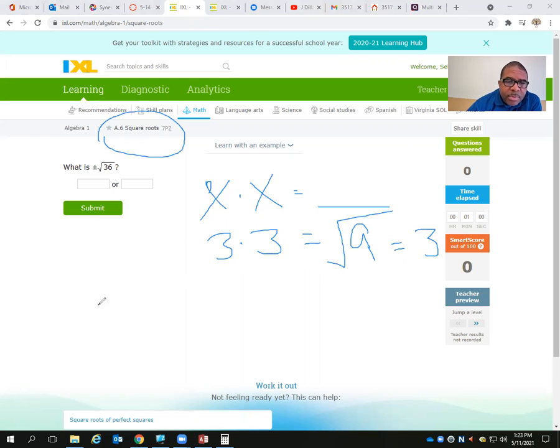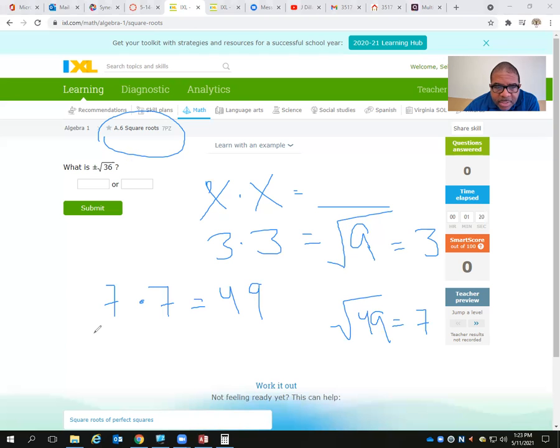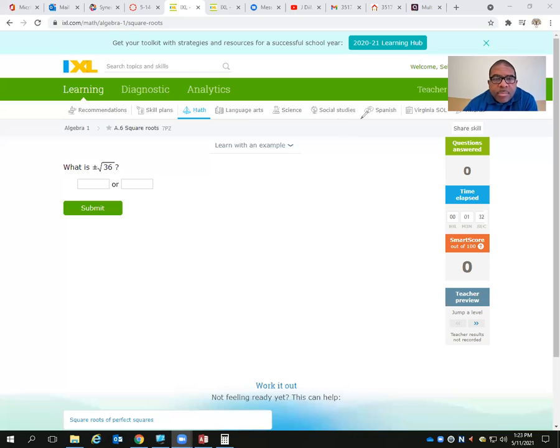Let me give you another example. Let's say we have 7 times 7. Now, if you have your multiplication tables in your head, that's 49, right? 7 times 7 is 49. So the square root of 49 is 7 because 7 times 7 is 49. So that's what we're going to work on when we're looking at square roots.